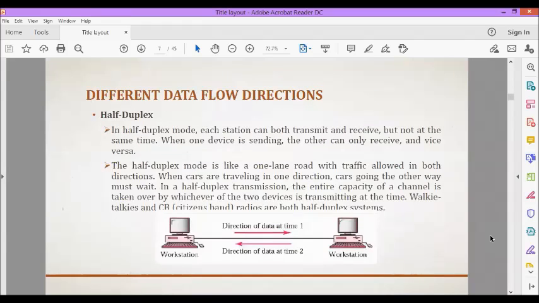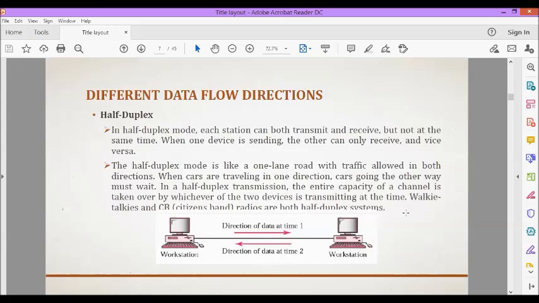Next, we have half duplex. In half duplex mode, each station can both transmit and receive, but not at the same time. When one device is sending, the other can only receive, and vice versa. The half duplex mode is like a one-lane road with traffic allowed in both directions. When cars are traveling in one direction, cars going the other way must wait. In a half duplex transmission, the entire capacity of a channel is taken over by whichever of the two devices is transmitting at the time.